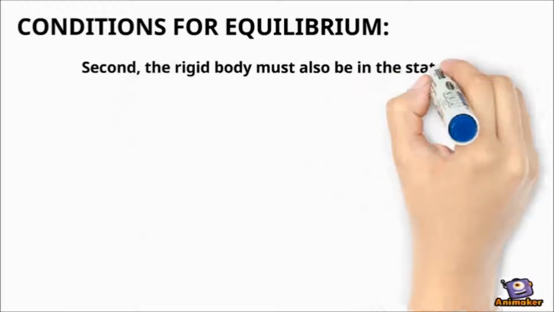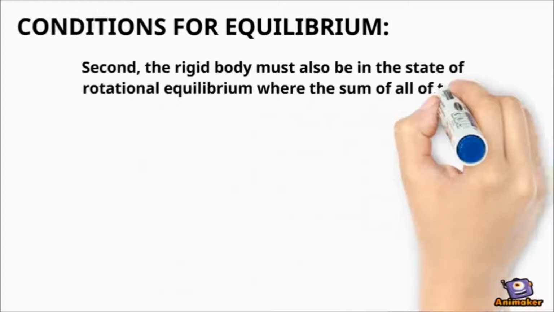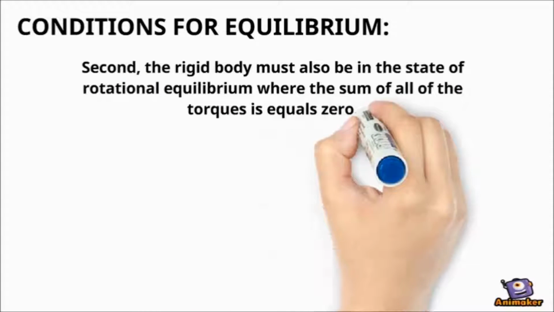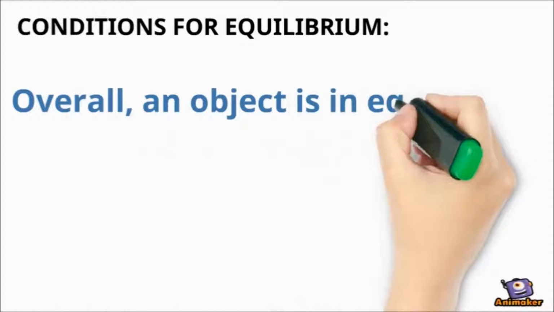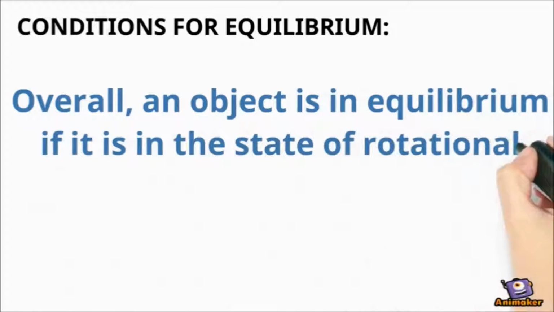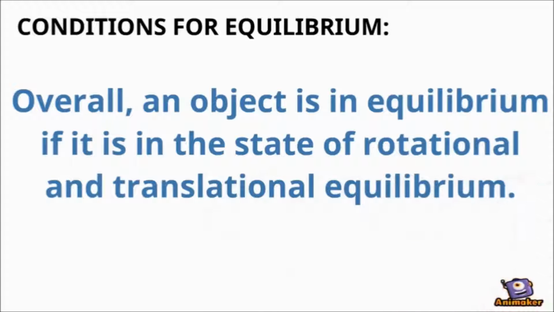Second, the rigid body must also be in the state of rotational equilibrium wherein the sum of all torques equals 0. Overall, an object is in equilibrium if it is in the state of rotational and translational equilibrium. Isa, can you show them an easy example?